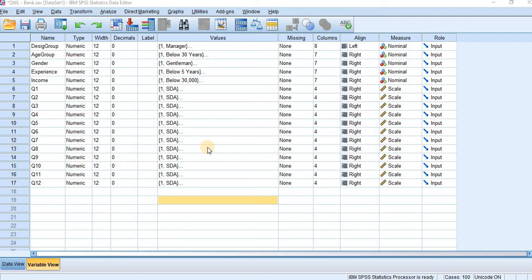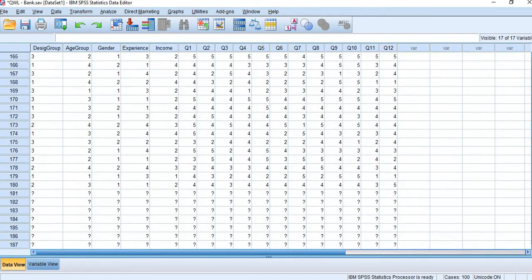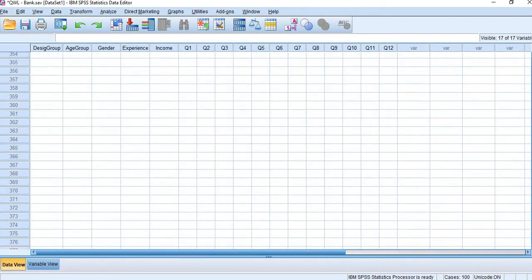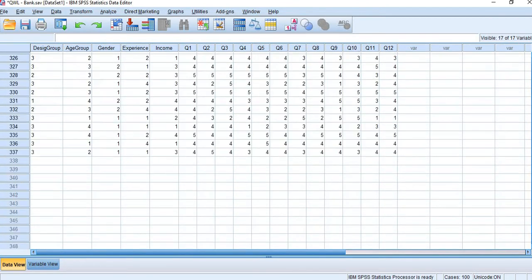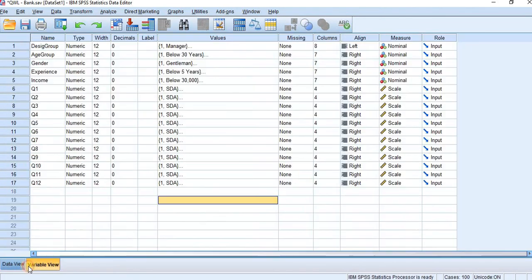Hi friends, today we are going to discuss how to do factor analysis in SPSS. I have taken the questionnaire and the data from 337 respondents of quality work life of bank employees.